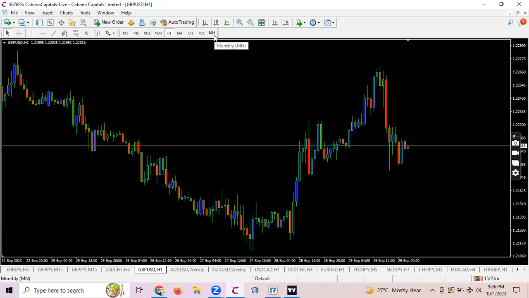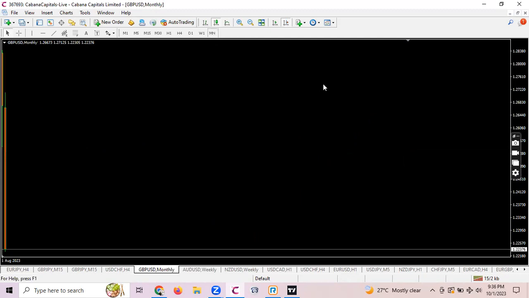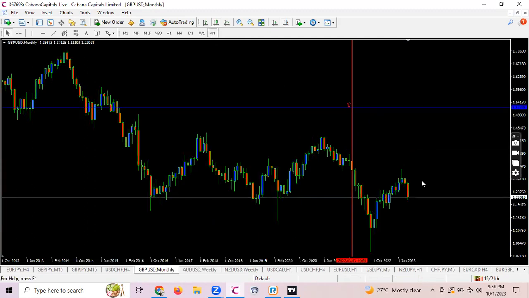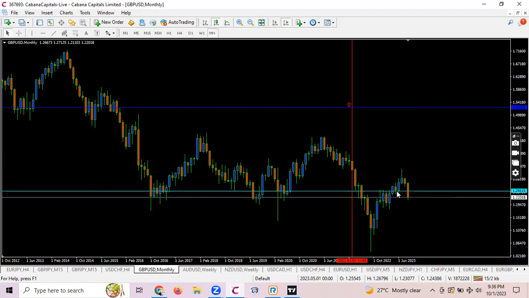So we're going to start with the monthly chart because the monthly candle just closed. Okay, so we need to look at the candlestick formation on the monthly time frame. Last month's candle, I think last month was strongly bearish. It closed below the support. So going by the candlestick formation on the monthly charts, GBP USD is bearish.